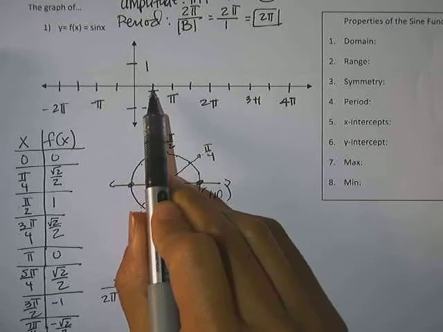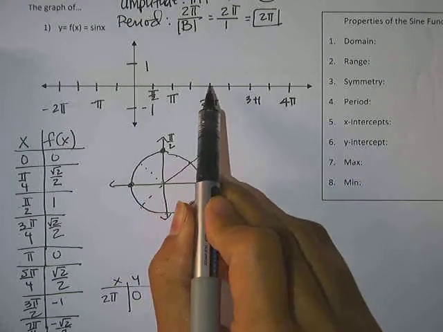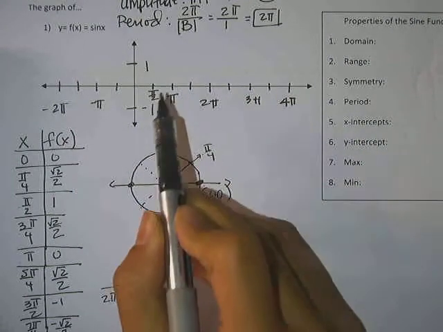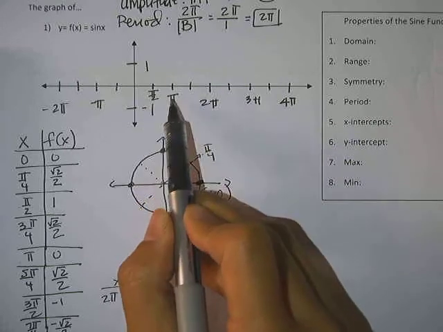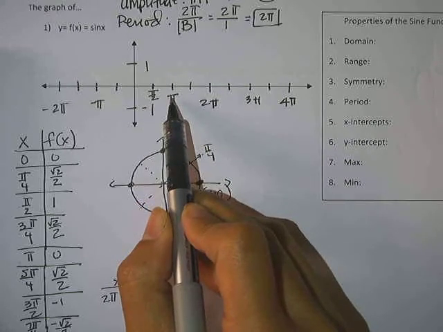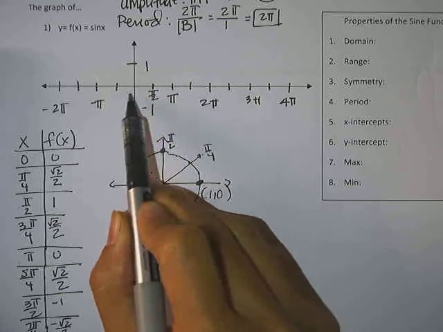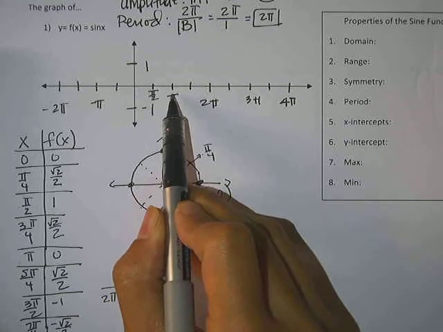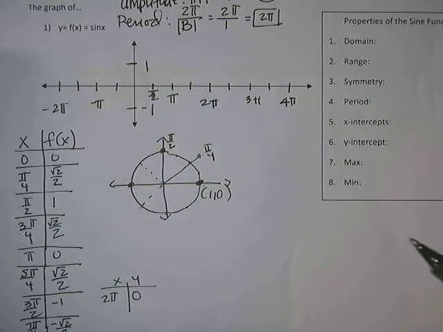Now, the unit for each tick mark has to be identical. You can't label this pi over 2 and all of a sudden the next tick mark is 3 pi over 2, because then that's a distance of pi over 2 and that's a distance of pi. So you need to be consistent. Okay, so now that I have it all labeled, we are going to graph this out.